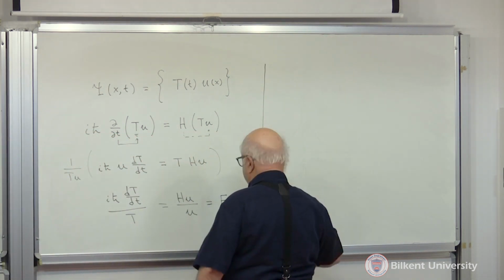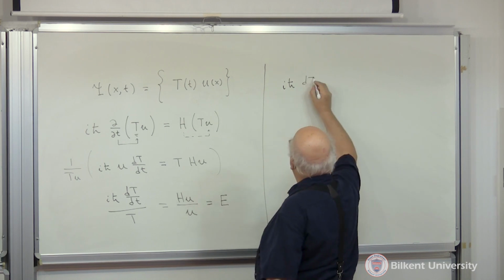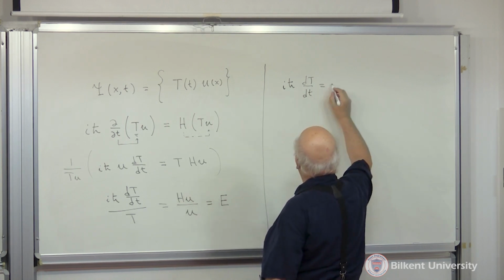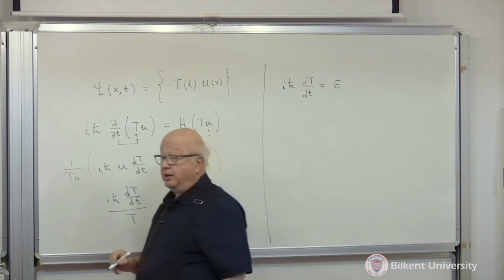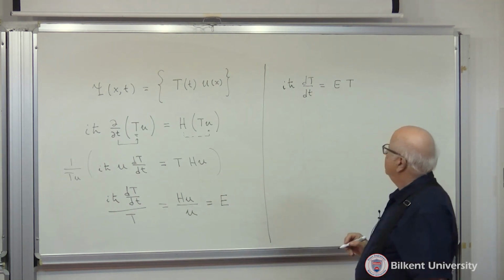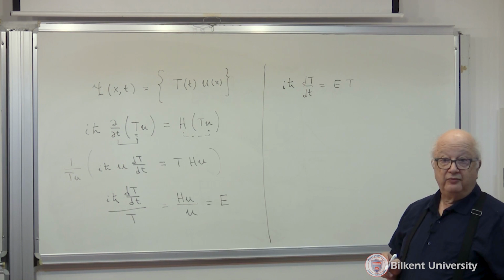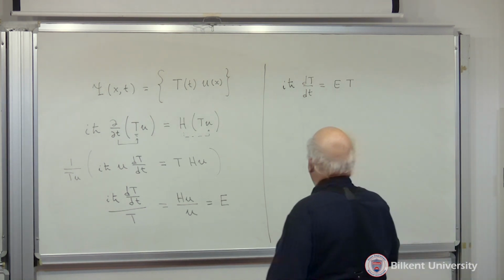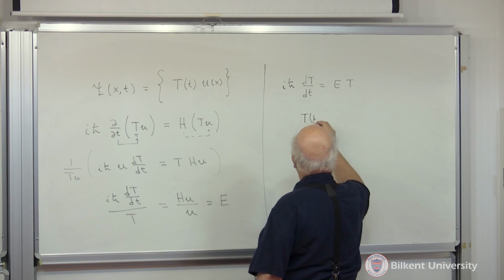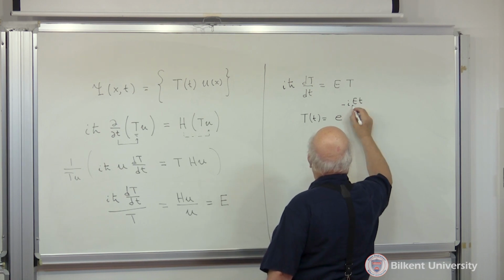what these equations mean. The time dependence is the easier part. iħ d/dt of small t is equal to some constant E times T, because there's another T in the denominator. So what type of solutions do I have for such a differential equation? Exponential, right? Because the derivative of T has the same form apart from a constant. So I'm going to get T of t equal to e to the minus iEt over ħ.